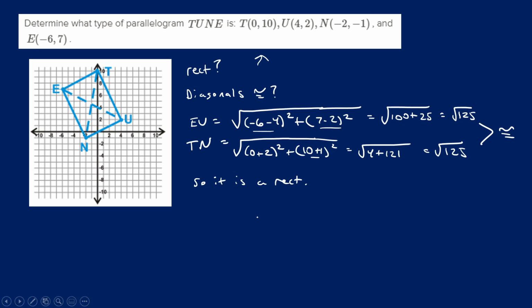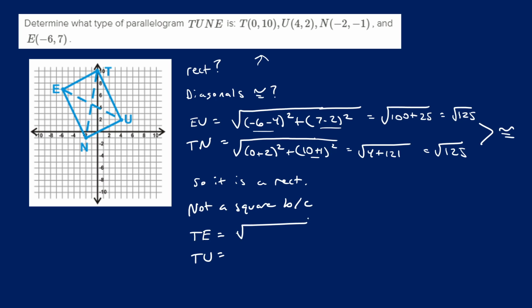One problem, though, is just because it's a rectangle, that could also mean it's a square. Some rectangles are also squares, so we need to show that it is not a square. Well, how can we show that? The fastest way would be to show that two of the sides are different. So find the distance TE, and find the distance TU.